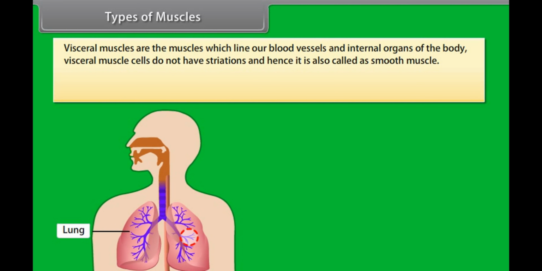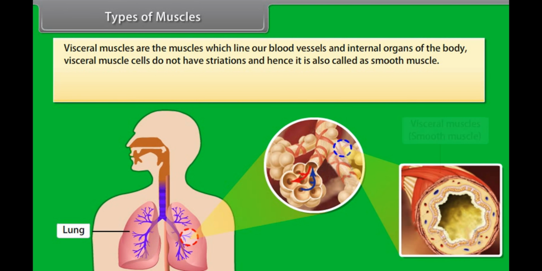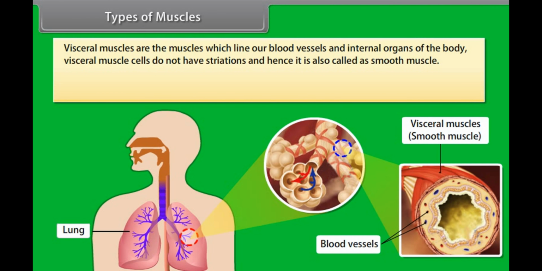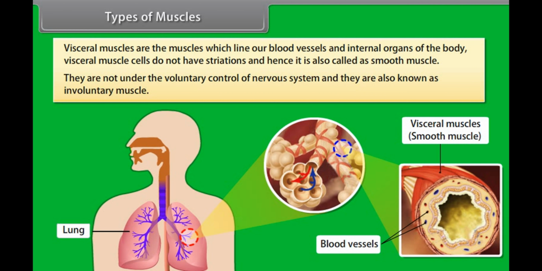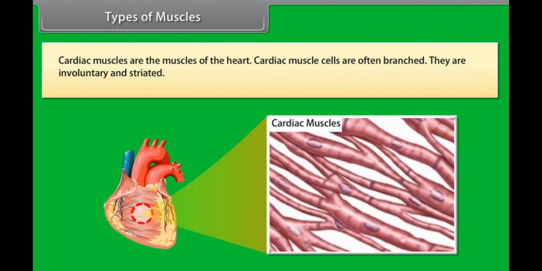Visceral muscles are the muscles which line our blood vessels and internal organs of the body. Visceral muscle cells do not have striations, and hence they are also called smooth muscle. They are not under the voluntary control of the nervous system, and they are also known as involuntary muscles. Cardiac muscles are the muscles of the heart. Cardiac muscle cells are often branched. They are involuntary and striated.